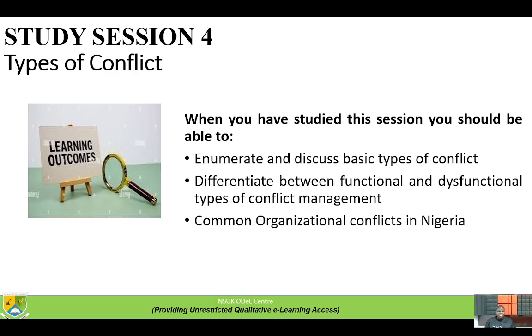So these are the learning outcomes that students of this course are expected to know. You should be able to enumerate and discuss the basic types of conflicts that are there in conflict management. You should be able to differentiate between functional and dysfunctional types of conflict management. And lastly, you should be able to list the common organizational conflicts in Nigeria.